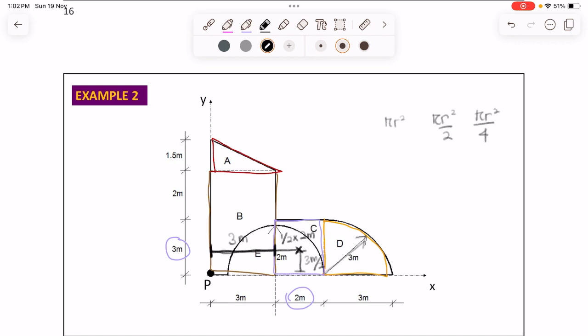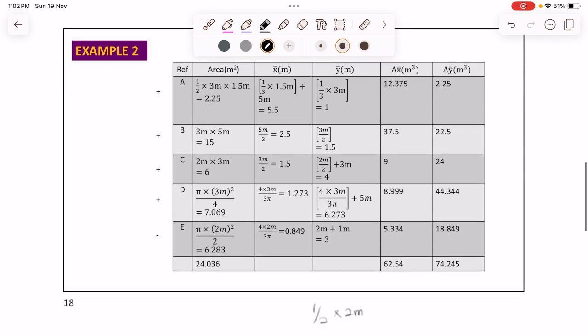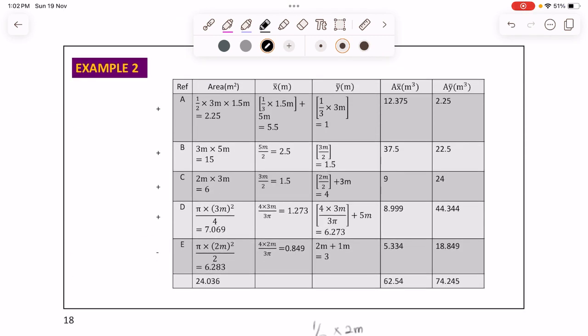For X bar, it should be the distance to the x-axis. Therefore, to get this value, formulanya adalah 4R bagi dengan 3 pi. So, masukkan saja the radius dalam the formula. So, radius dia 3 meter bagi dengan 3 pi, you will get 1.273.